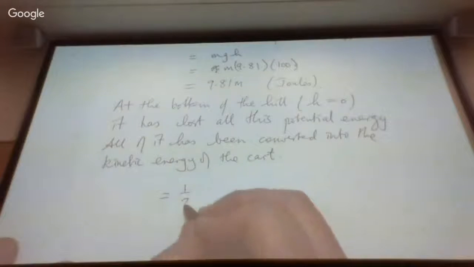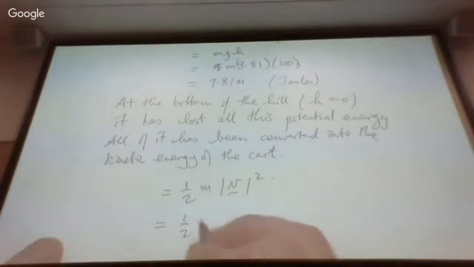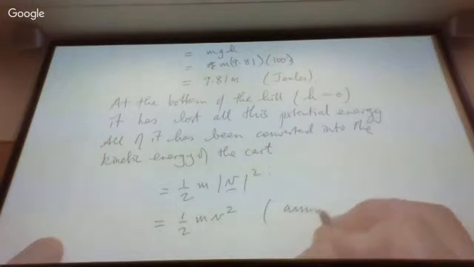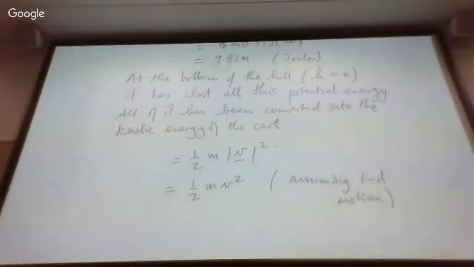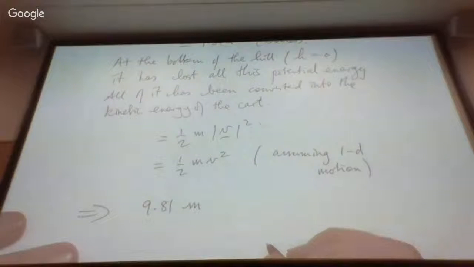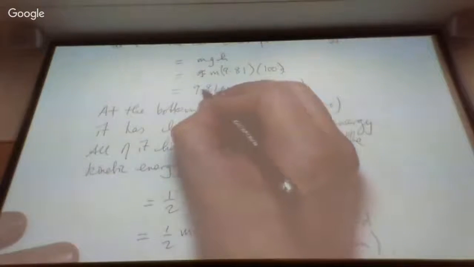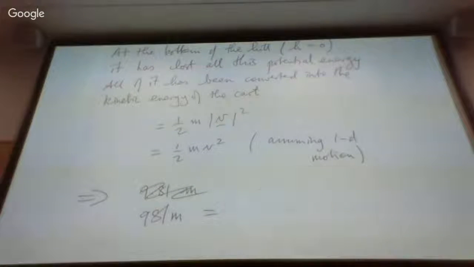So this is equal to half m times the magnitude of the velocity squared, which we'll just write as half mv squared, since we're assuming one-dimensional motion. So by the principle of conservation of energy, the potential energy, 9.81 times 100, should be 981. Well, I lost my multiplying by 100, didn't I? So sorry, this is 981 times m, which must be equal to half mv squared.